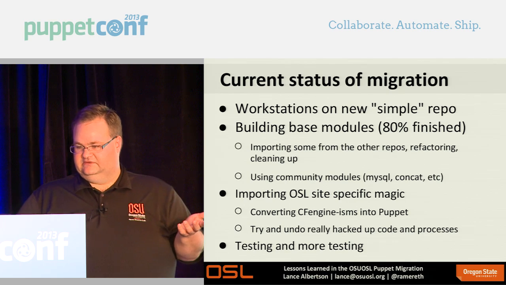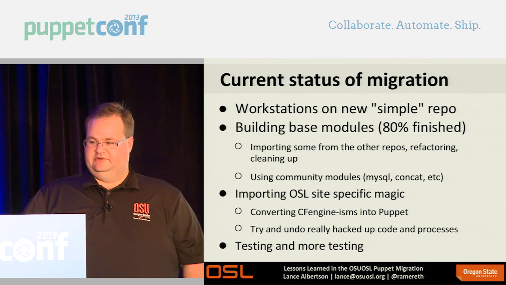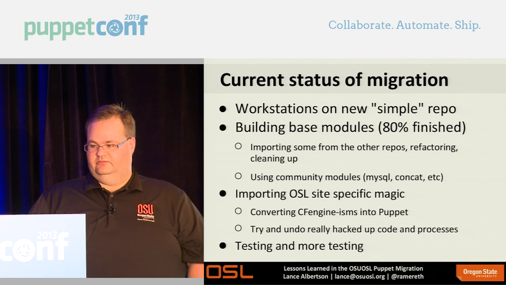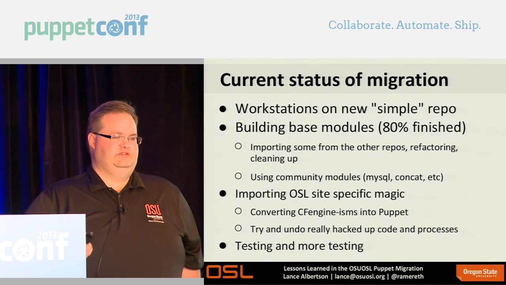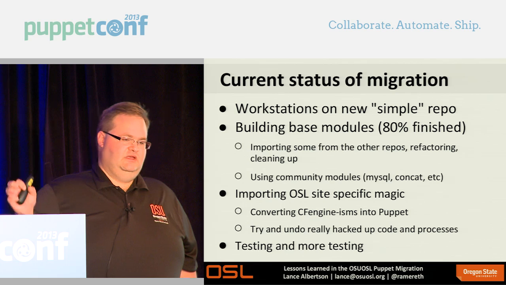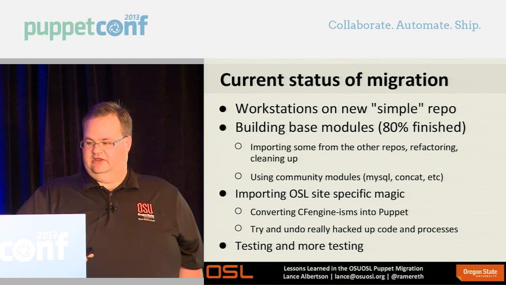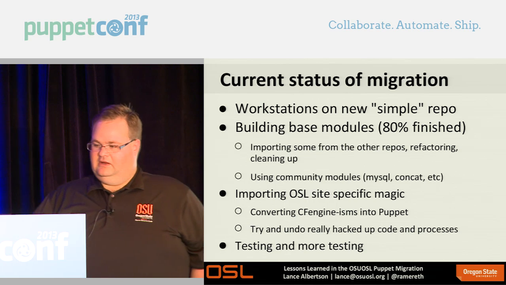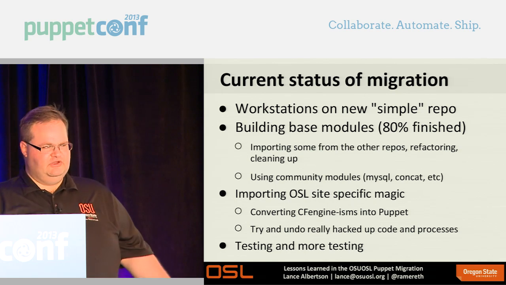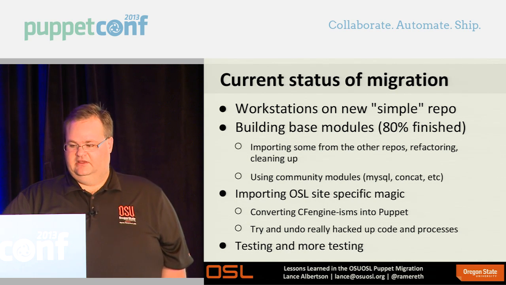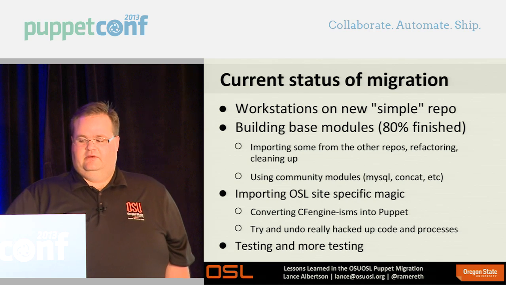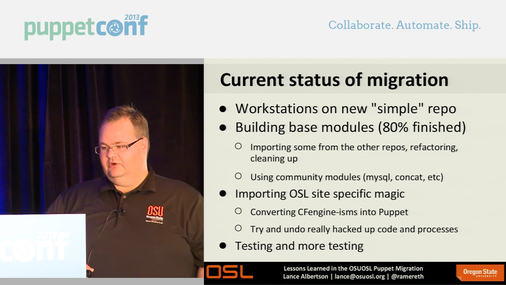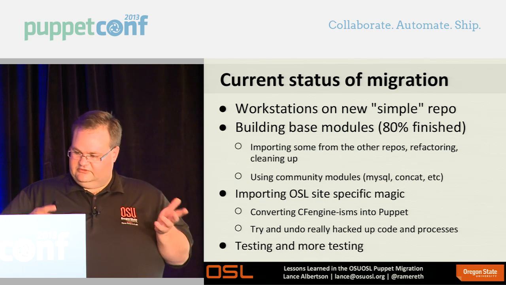So that's kind of the current status of the migration, and it's changed since we started doing a little bit of Chef stuff. But all the workstations are still Puppet. We're still using the simple repo. We're still working on some base modules, but I think most of it's been delayed because we've been trying out Chef more. But everything for the workstations has worked really well. We're trying to do some refactoring, cleaning, and things like that. We really haven't gotten to the point of migrating our OSL site-specific logic into Puppet, but that wouldn't be too hard to do, and so forth.